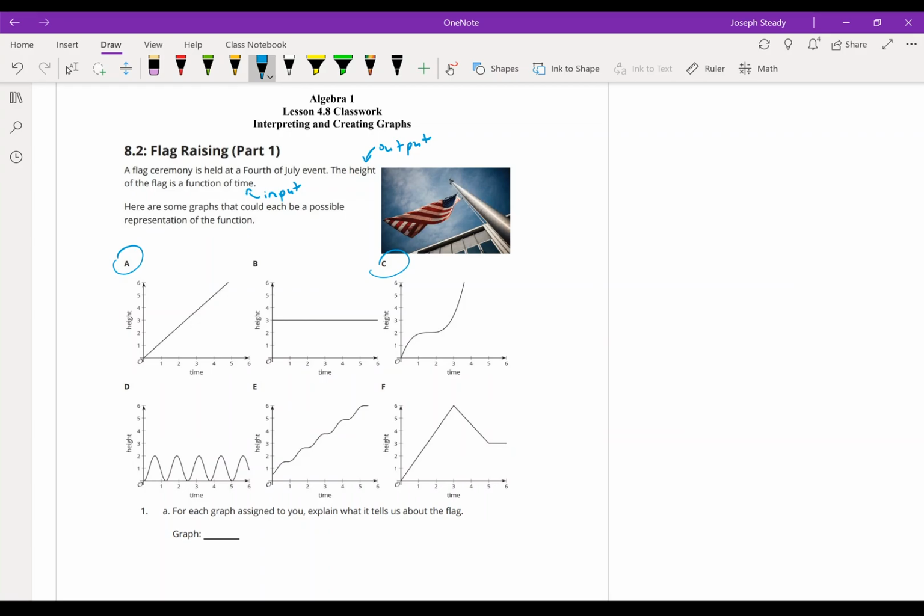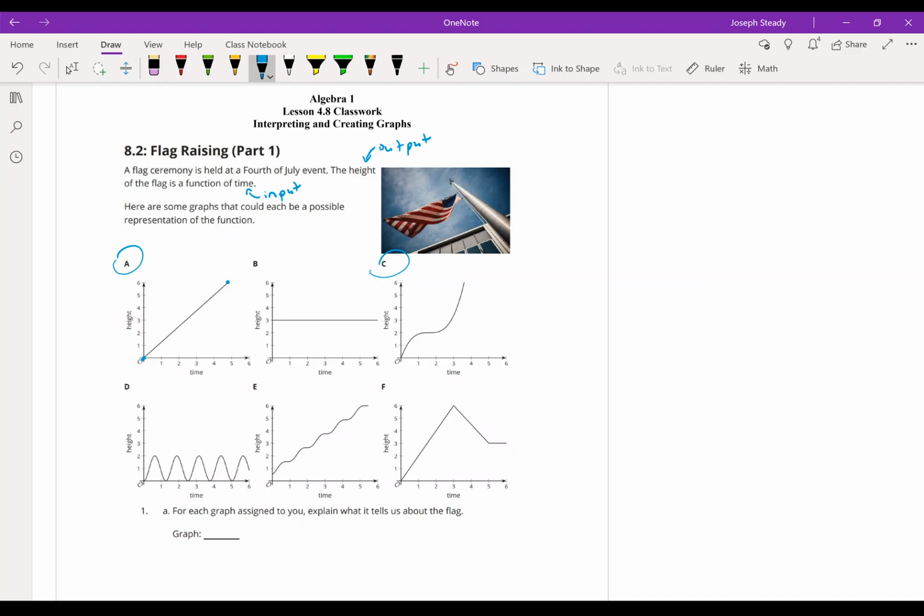So if we look at graph A here, we are asked to just think about what does this graph tell us about the flag. And the first thing I notice is, well, we start on the ground here at the beginning, and going forward from there, we go up at a constant speed or a constant rate. We can tell it's constant because it's a straight line. And then at the end of our graph, we are up here at around 6, whatever those units are, meters or feet, after around 5 seconds.